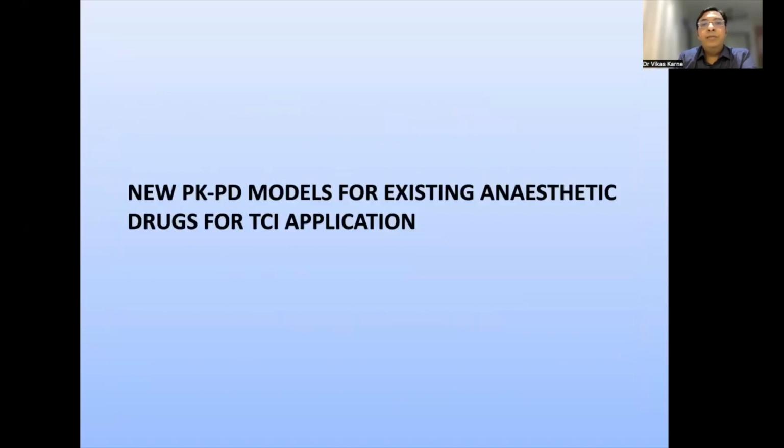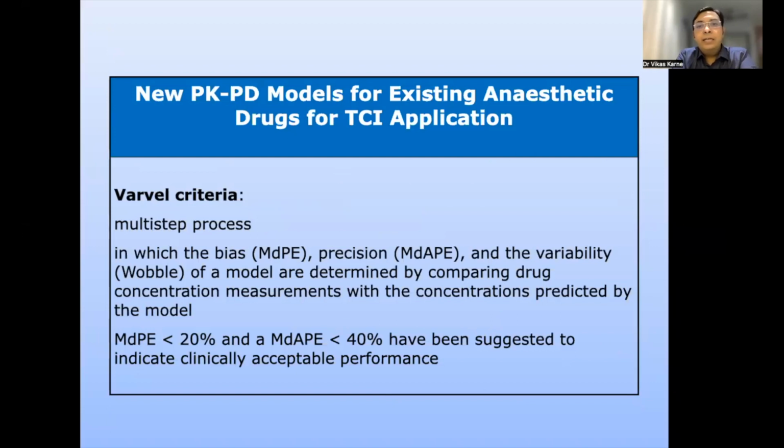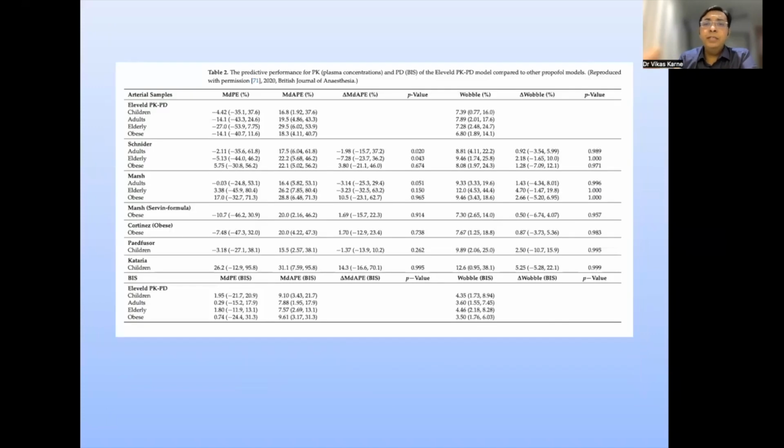Coming to new PKPD, that is pharmacokinetic pharmacodynamic models for existing anesthetic drugs for TCI. So we saw the new drugs, now the new models for the existing drugs. So this is the Varvel criteria that we heard about. It is a multi-step process where we look at the bias of pharmacokinetics and pharmacodynamics, precision and variability. We compare with the overall outcome. So when the MDPE is less than 20% and MDAPE is less than 40%, it is suggested to indicate clinically acceptable performance. This is a comparison of different patient sets of biases, variables, and the different models that we have.